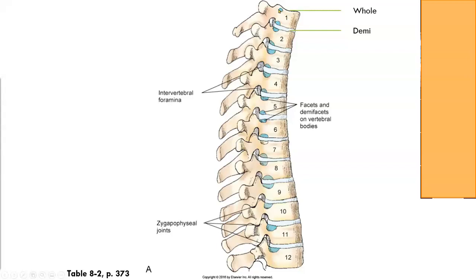Note, we have a whole facet on T1. Also down here for the floating ribs of 11 and 12. Yet T2 through 8 have a superior demifacet and an inferior demifacet. It has to have both demifacets for the rib to attach to, whereas the others have a whole facet.